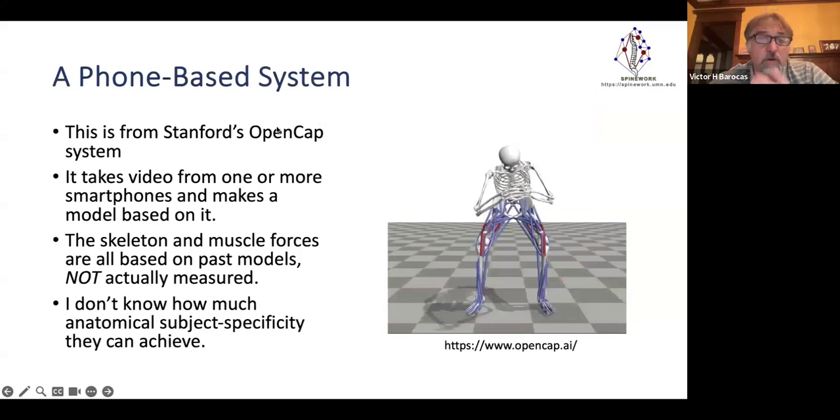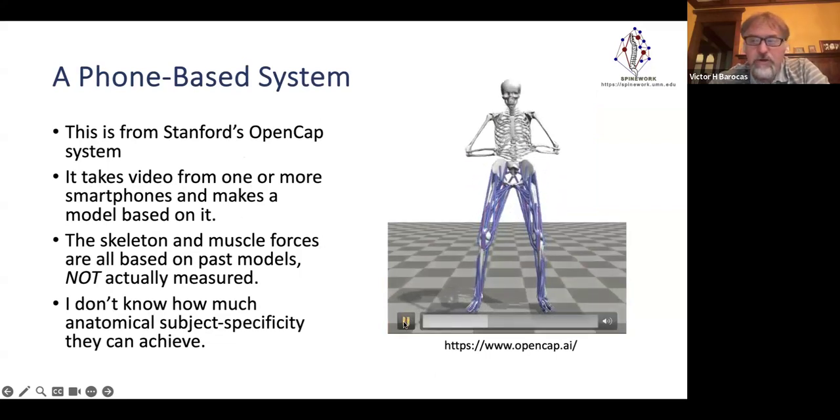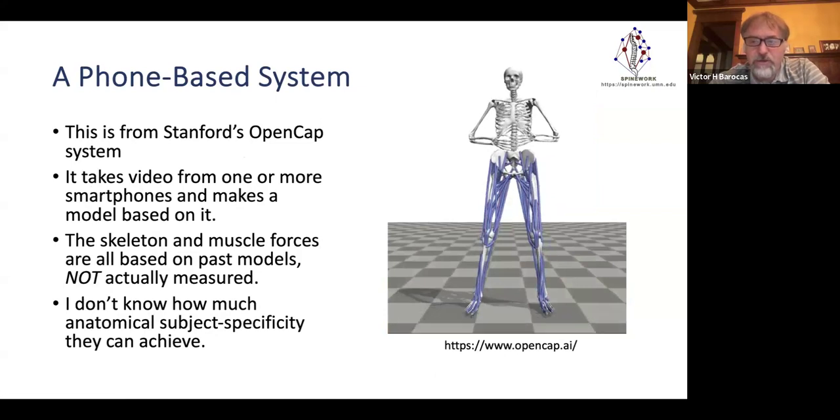There's a really interesting phone-based system. I have never used it. It's from Stanford. It's called OpenCap. It takes smartphone video from one or more smartphones, and it makes a model. And I have a video here that I think is kind of cool, so I'm going to show it to you. So this is a person going from sit to stand, and I'll show it again.